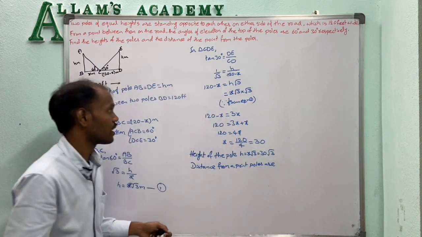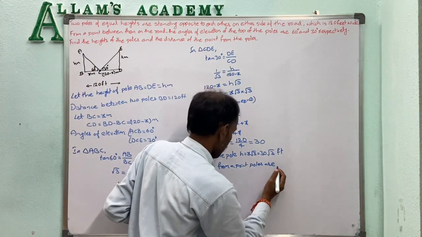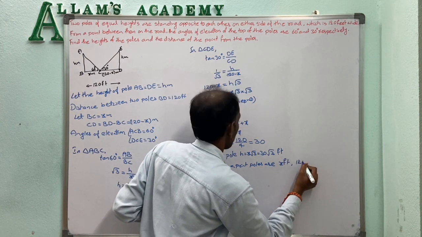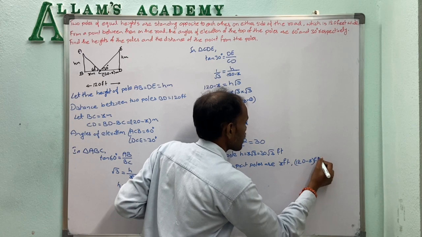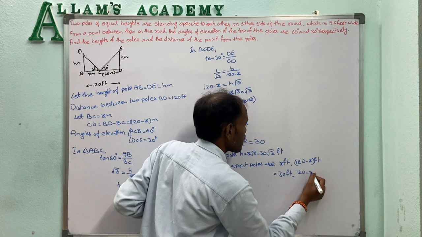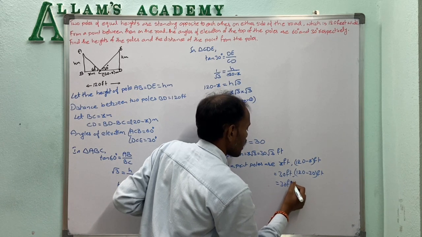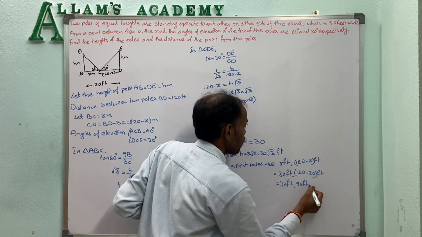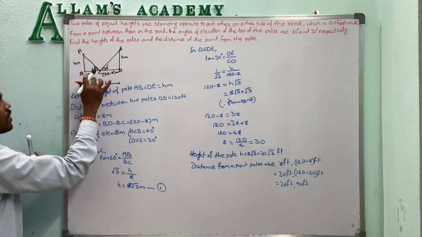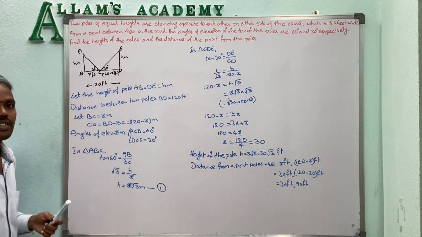Here it is given in feet, so we will take it in feet only, not in meters. Poles are x feet distance, 120 minus x feet distance, that equal to 30 feet, 120 minus 30 feet, that equal to 30 feet and 90 feet. So here also we have to take the distance in feet only, not in meters. Why? Because the problem is given in feet.